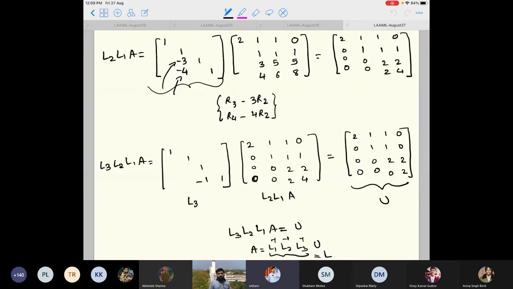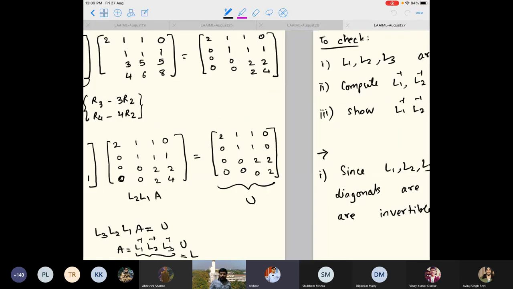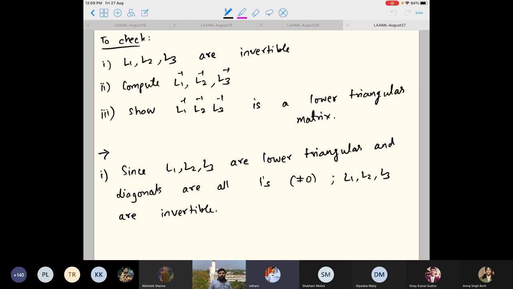So we started with these L1, L2, L3 matrices, and these L1, L2, L3 matrices were such that A times L3, L2, L1 is equal to U. So you get A is equal to L1 inverse, L2 inverse, L3 inverse times U, right? So U is the upper triangular matrix by construction, and you wanted to prove that L is a lower triangular matrix. So in order to prove that L is a lower triangular matrix, what is it that you wanted to check?